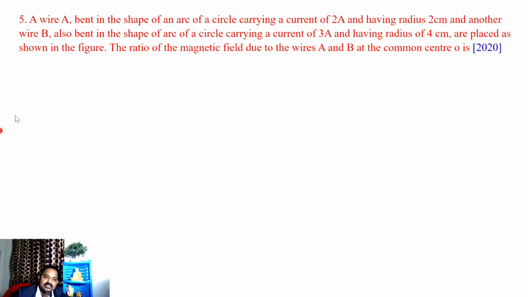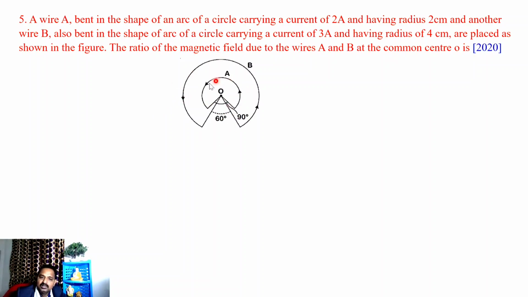Yeah, my dear student, a wire A bent in the shape of an arc of a circle carrying a current of 2 ampere and having radius 2 centimeter, and another wire B also bent in the shape of an arc of a circle carrying a current of 3 ampere and having radius of 4 centimeter are placed as shown in the figure. See here, one figure is there. So in that we have wire A and wire B.